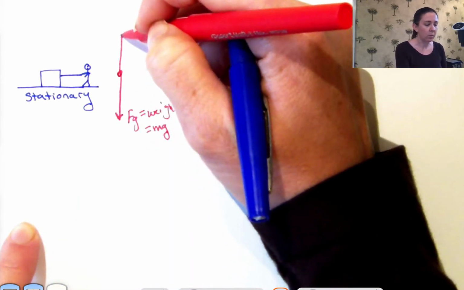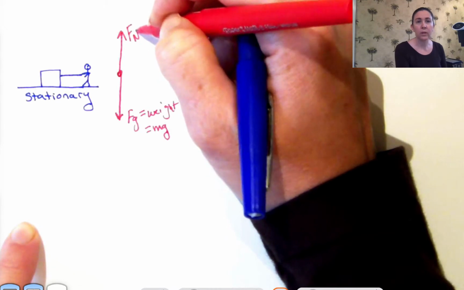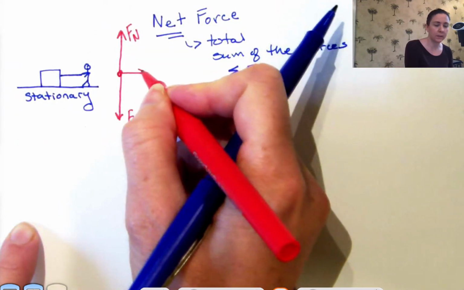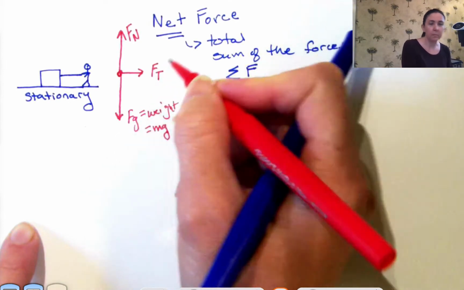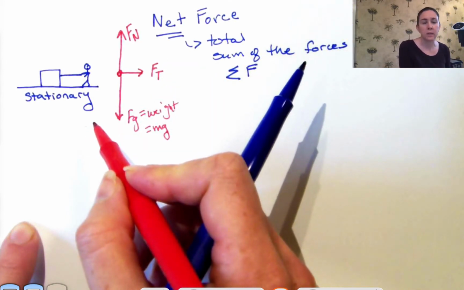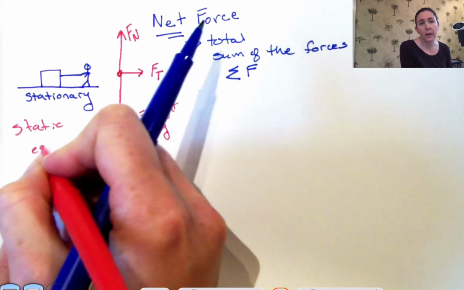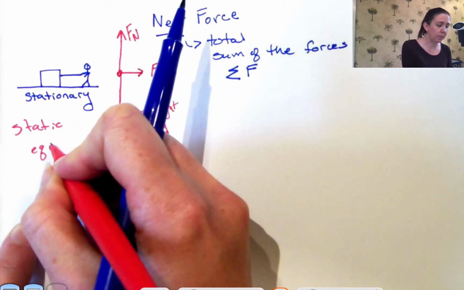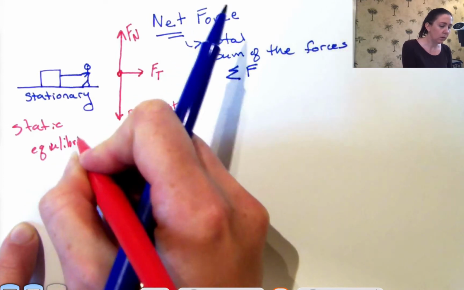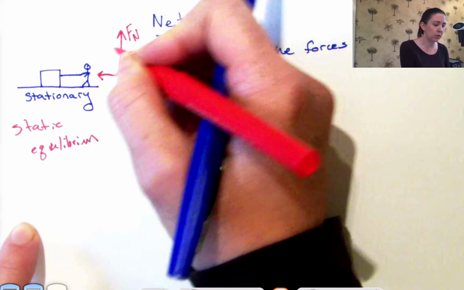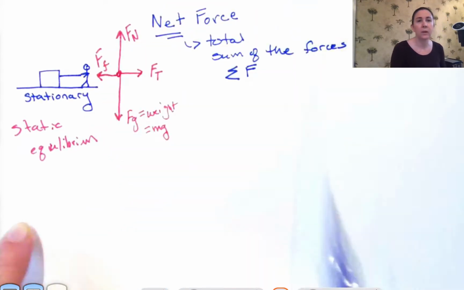We have the normal force. This is the support force going upward. And then we have the right force. This is the force of tension. Because this is stationary, that means I am in static equilibrium, meaning all of my forces are balanced. So I need to have a backwards force of friction, F_f.